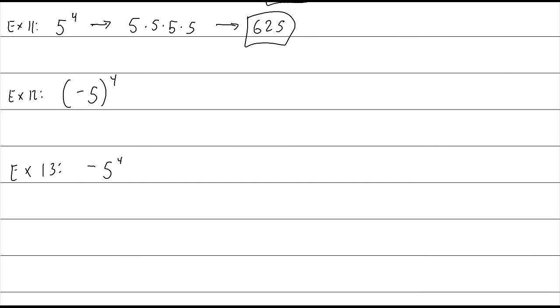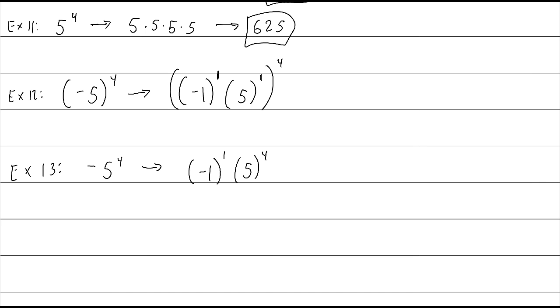They look the same, but they are not the same. Okay, so let me give you what these actually represent. This one means -1 to the first power times 5 to the first power raised to the fourth power. This one means -1 to the first power times 5 to the fourth power. Okay, they mean something different.